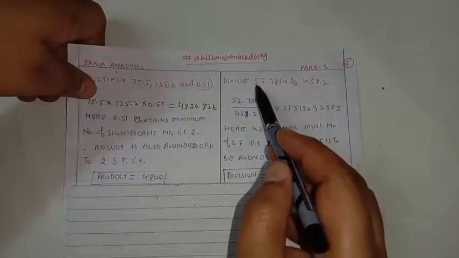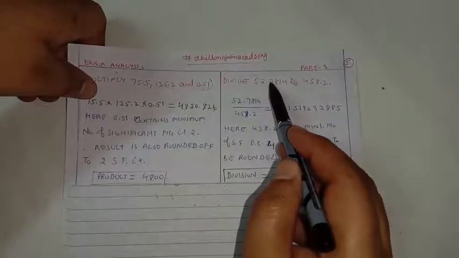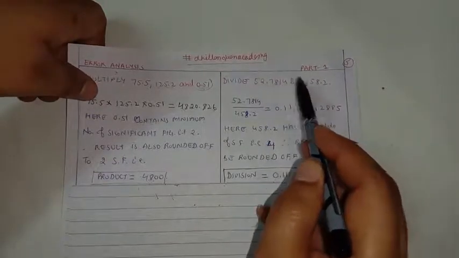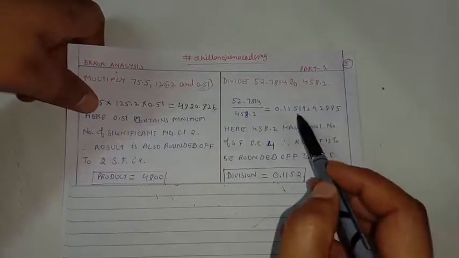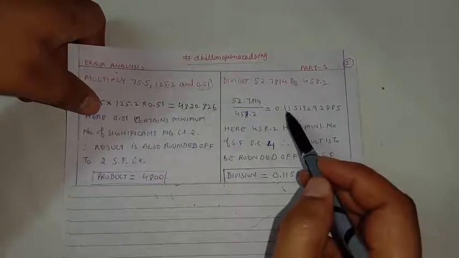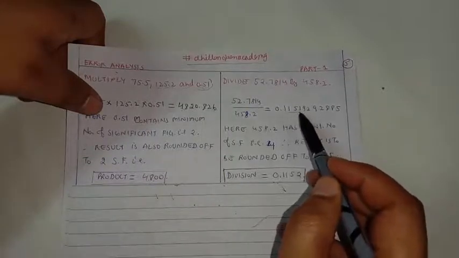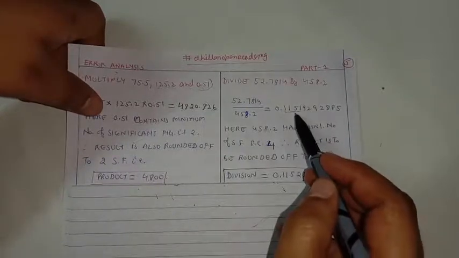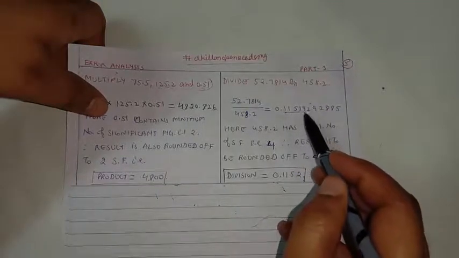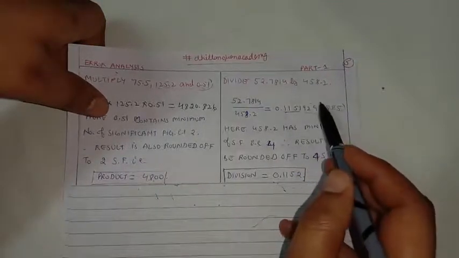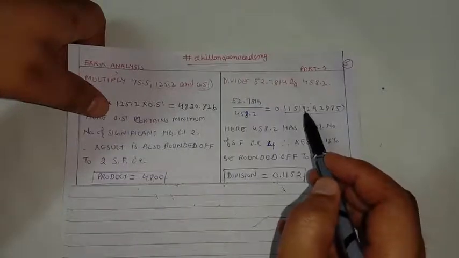Again, this digit contains 1, 2, 3, 4, 5, 6 significant figures. This contains 1, 2, 3, 4 significant figures. That means the result must be expressed up to 4 significant figures, that is 1, 2, 3 and 4. This much. So when we are expressing the final result up to 4 significant figures, that means we are removing these numbers. The number to be dropped is 9.